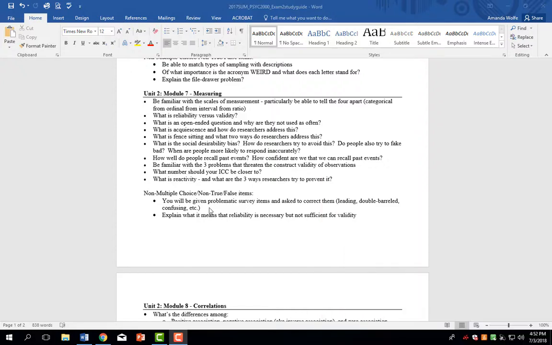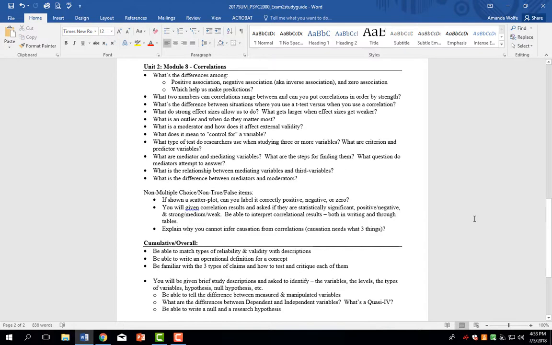The other non-multiple choice question is on problematic survey items. You should be able to find the answers to that between the lecture notes and the chapter. Basically, I'm going to give you a badly worded survey item, and you're going to need to identify what type of problem it has, and then talk about how we correct for that. Particularly make sure that you are aware of the difference between leading questions and double-barreled questions.